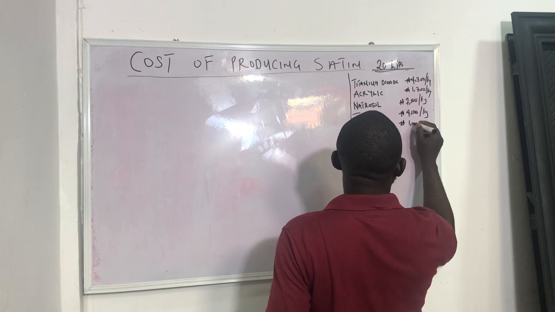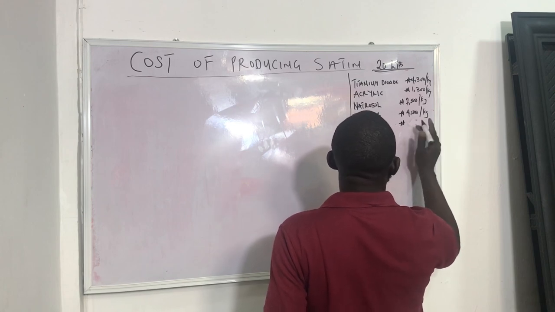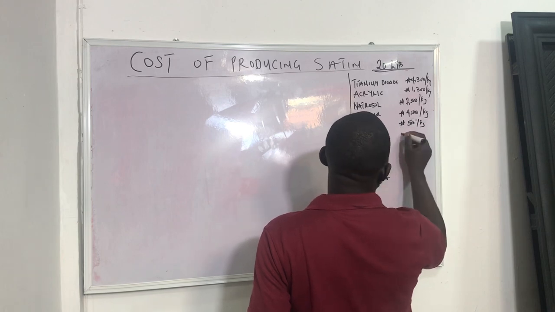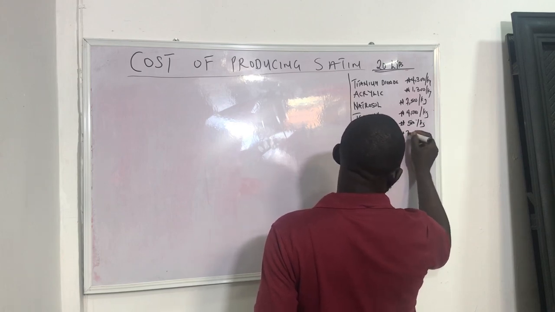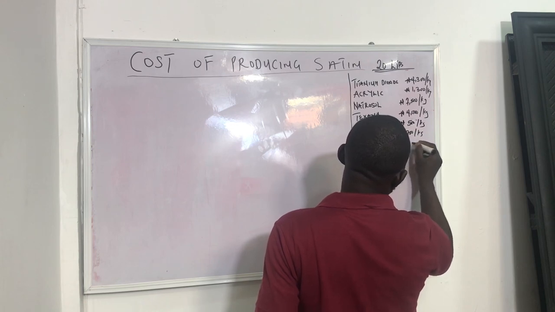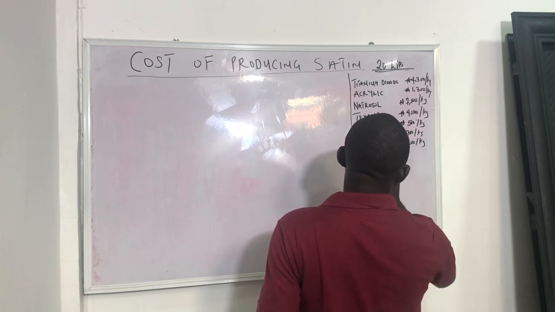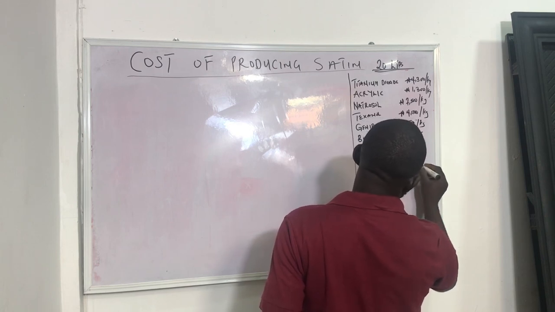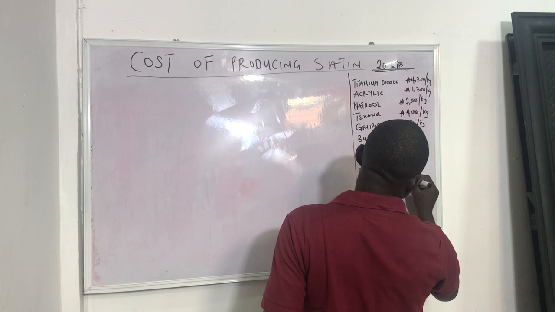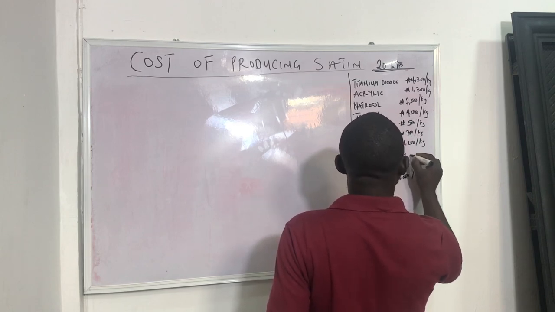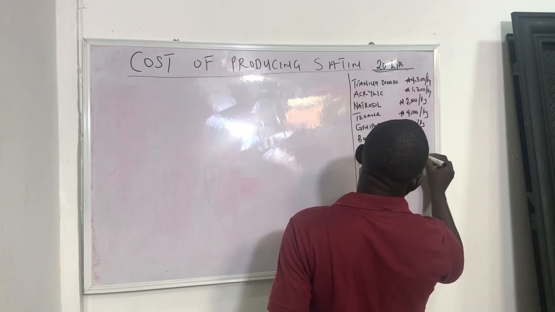Jennifer is about 500 naira per kg. Your Bufa is about 700 per kg. Carbon is 1,200 naira per kg. Preservatives: formalin 1,000 per kg, ammonia 1,000 per kg. Preservatives about 1,200 naira per kg.